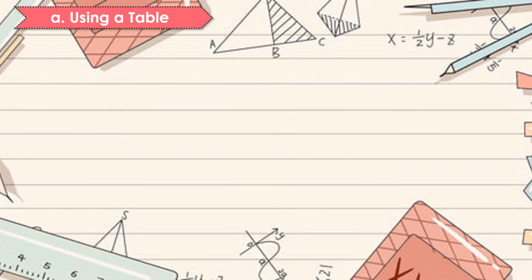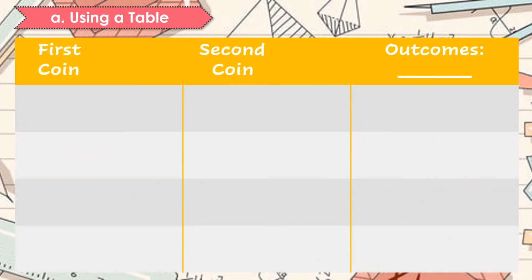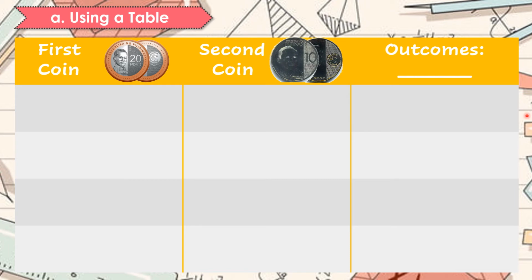For using a table, magkakaroon tayo ng table na mayroong 3 columns and 4 rows. So, bakit kaya 3 columns and 4 rows? Kasi the first column, ito yun, this is for the outcomes of the first coin. For the second column, this is for the outcome for the second coin. And for the third column, dito natin ilalagay ang mga magiging outcomes.